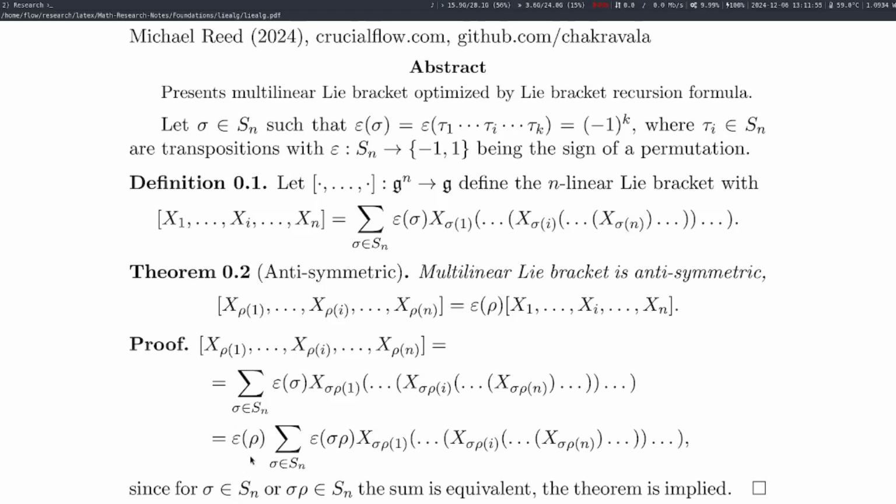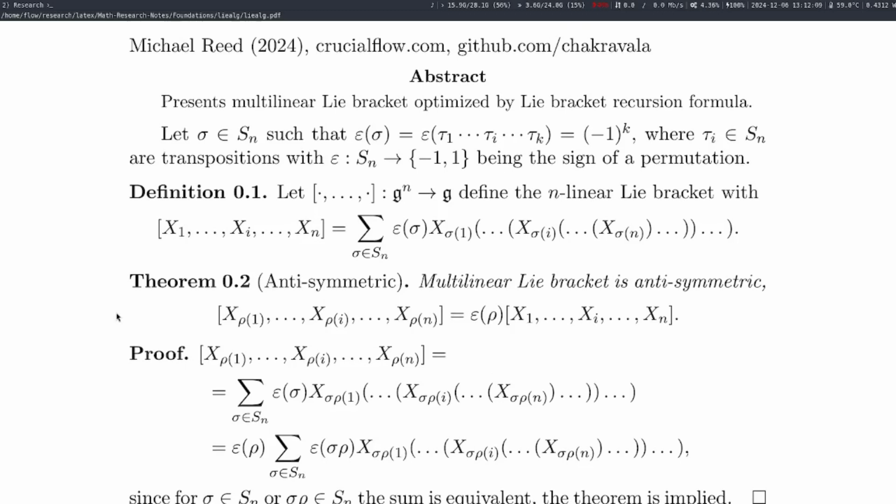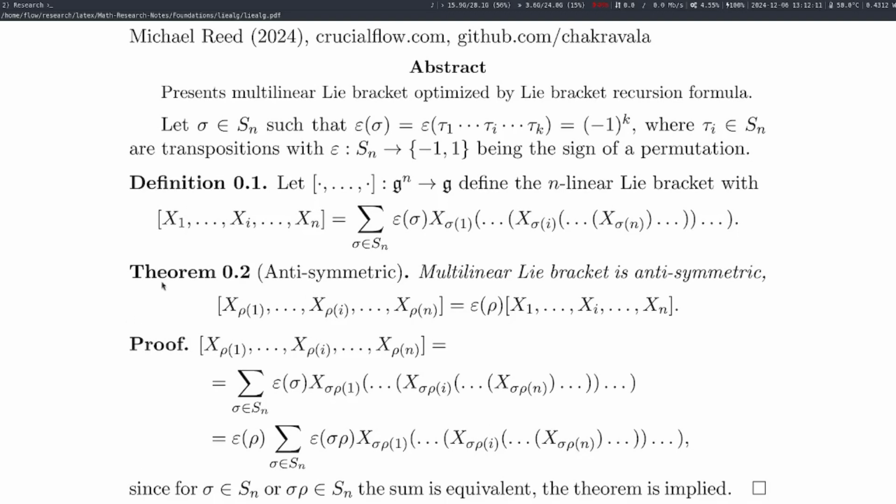So the sum is equivalent, so the n-linear Lie bracket is antisymmetric, just as we hoped it would be. That's not too surprising and follows fairly straightforwardly from the definition I gave here.